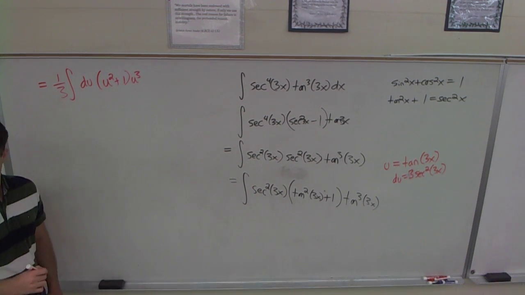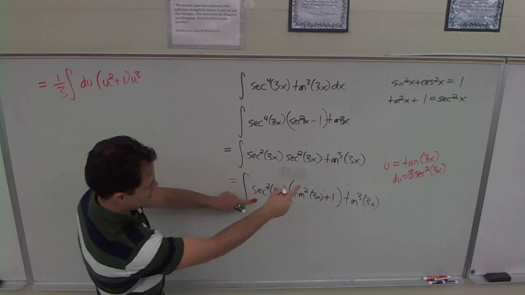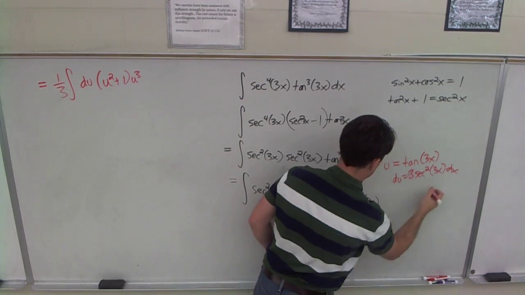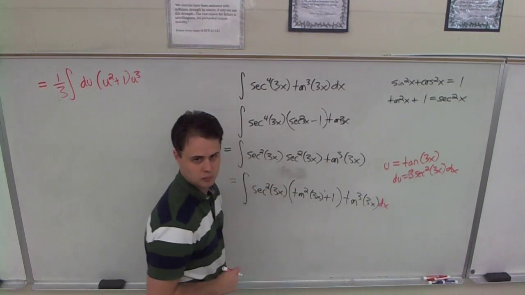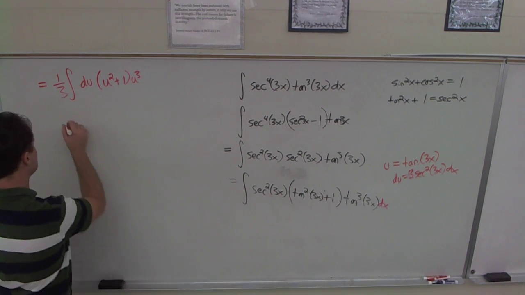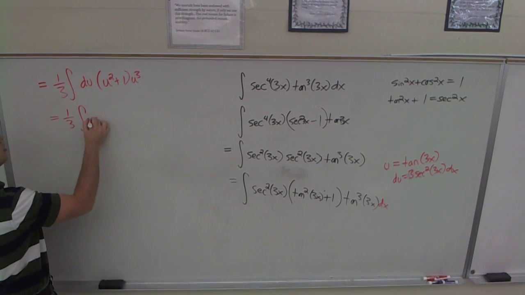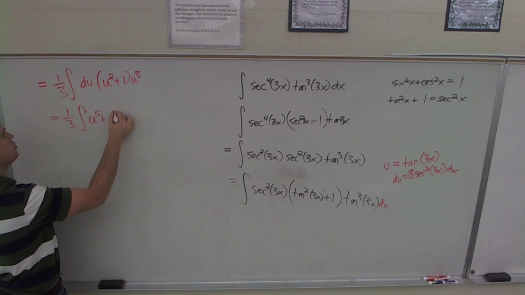Did we miss anything? I mean, I have some notation missing. But I think we're good. So it's going to be 1/3 u to the 5th plus u cubed.